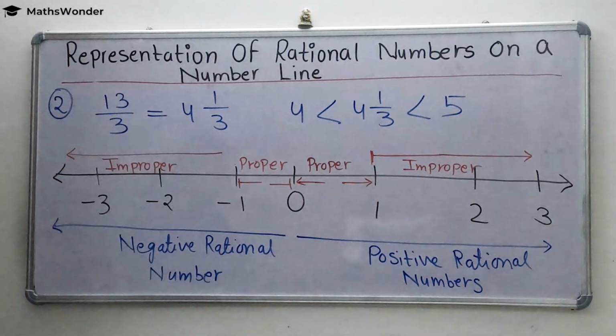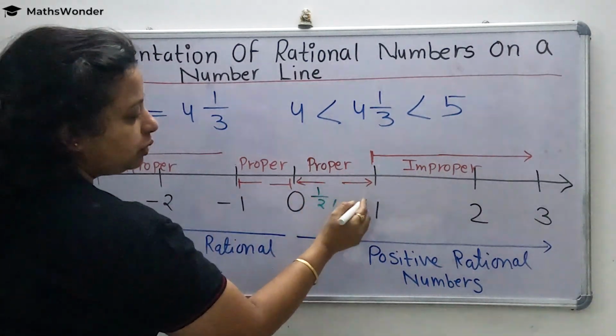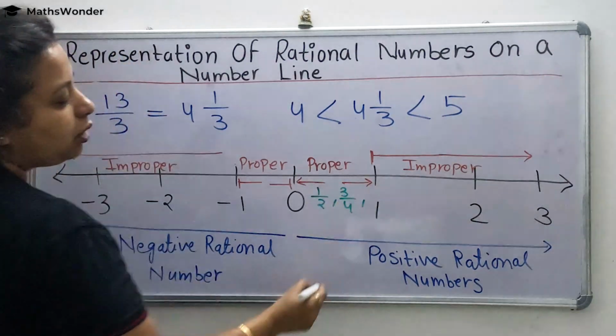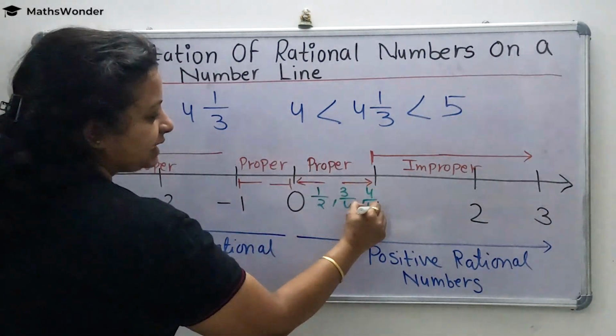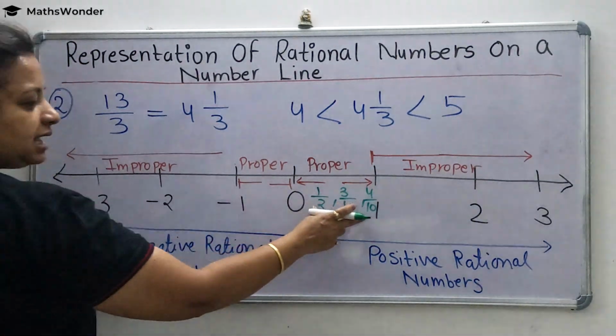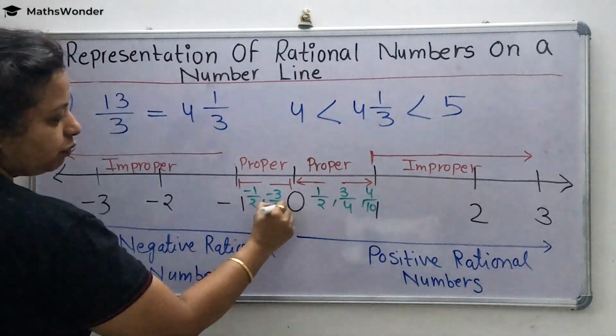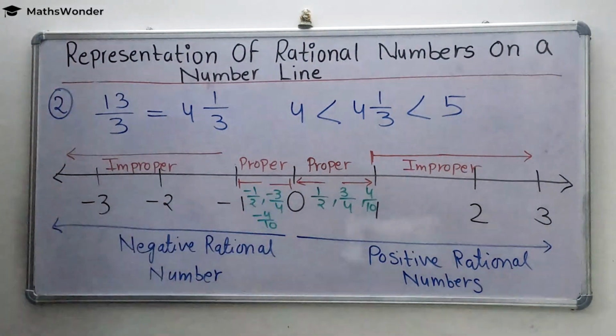Now come to the point I wanted to explain here. In our last few questions, 1 over 2, 3 over 4, whatever you were representing, you represented between 0 and 1, right? 3 over 4 or 4 over 10, like this. We represented in this part. If you do the same thing with negative numbers, you represent negative 3 over 4, negative 4 over 10, or something like that, okay?